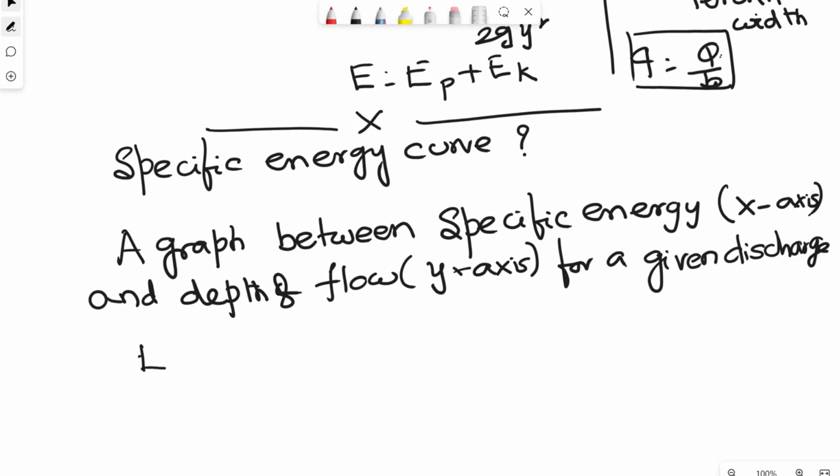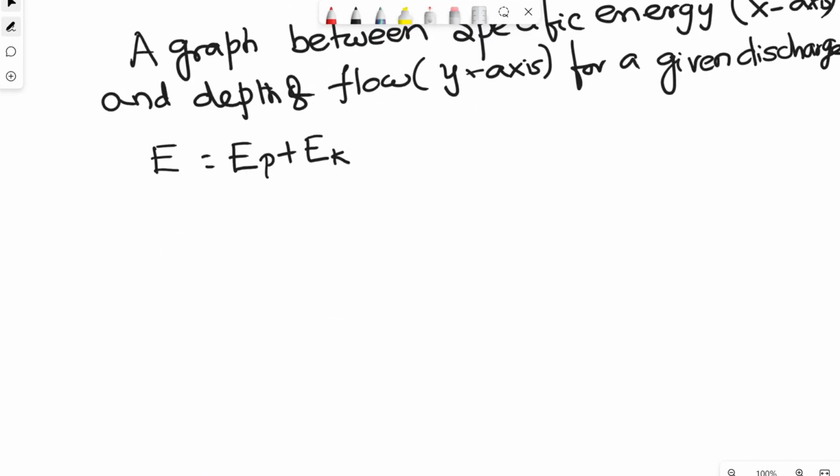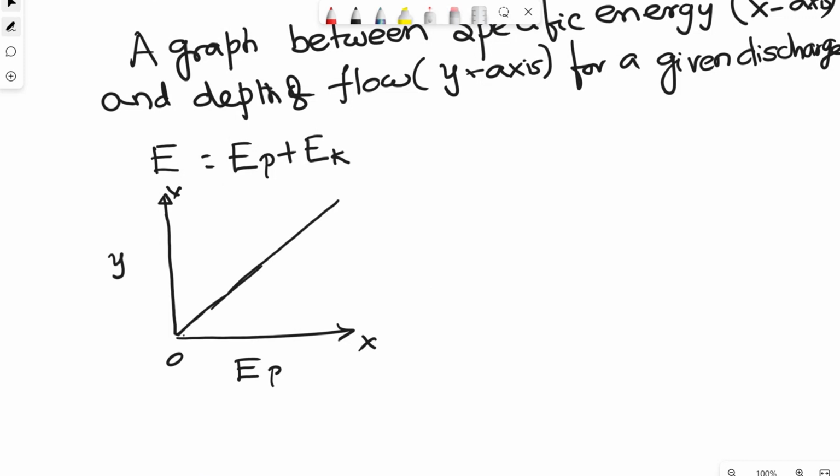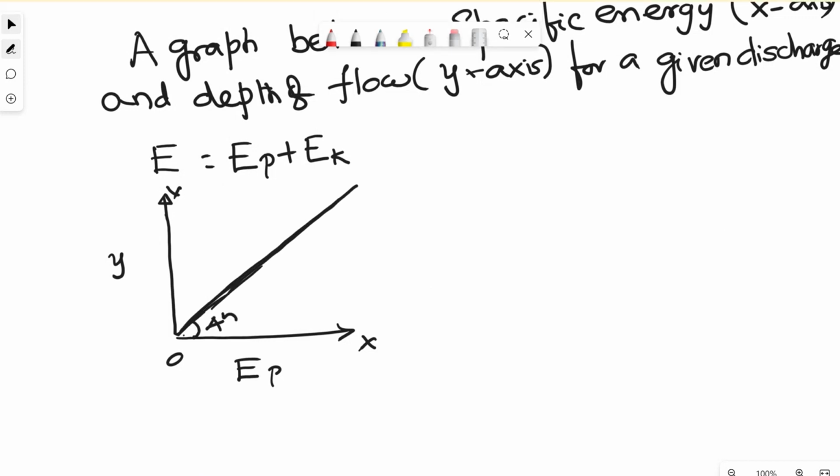We already know E is equal to EP plus EK. If we plot separately, for example, this is EP on the x-axis, and the y-axis is the depth of flow y. Then you get a curve like this. It is a straight line here at 45 degrees.